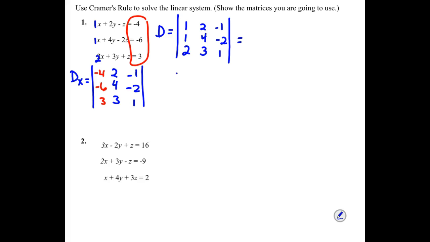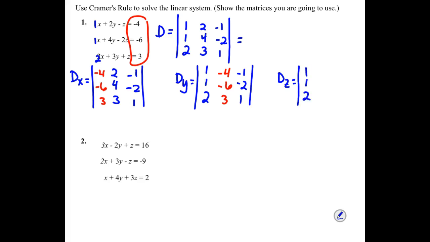To find the y value, I'm going to take the first column and the third column and leave them the way they are. But I'm going to change my second column now to have my constants. All right, to find d sub z, my first two columns are going to stay the same, and I'm going to replace my z's with my constants. Okay, so we have four matrices that we now have to find the determinants of.